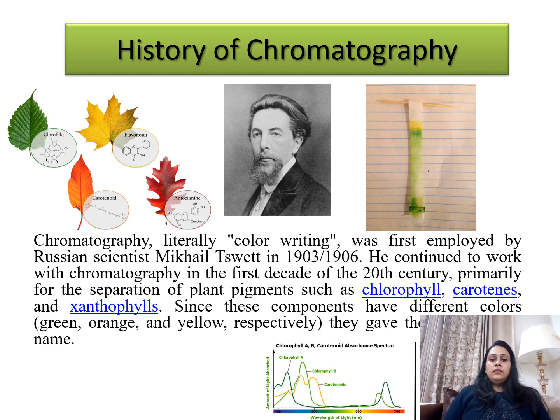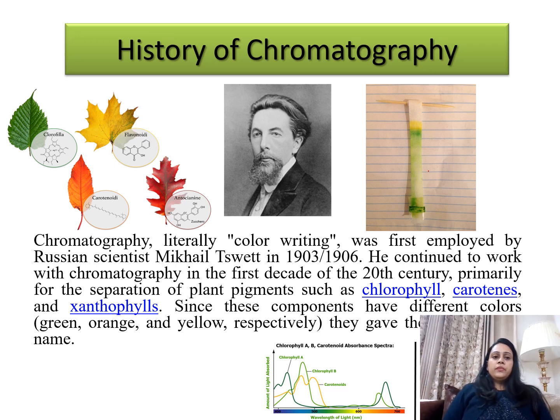You can see here, this is the chromatography paper, and on the chromatography paper you can have separated chlorophyll A, chlorophyll B, xanthophyll and carotenoids. You can see the various pigments present in the leaf. The leaf has different pigments, and you can see the structure also. Different leaves have different colors, but basically they all have these major four pigments, which are chlorophyll A, B, carotenoids and xanthophyll. So he devised this technique.